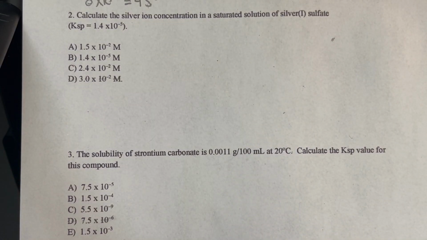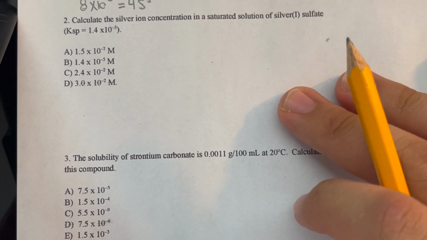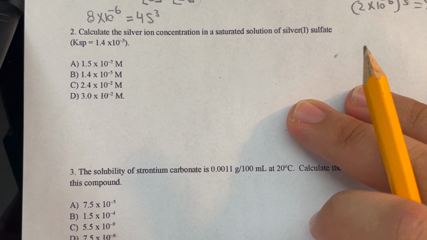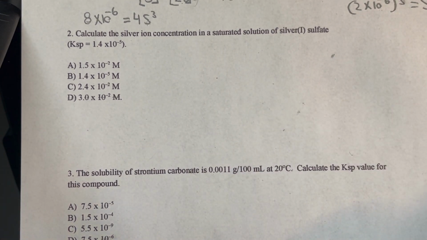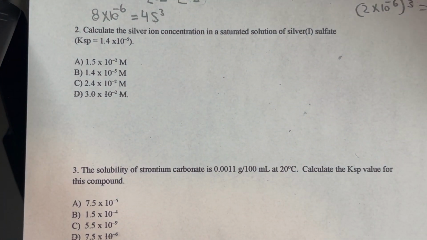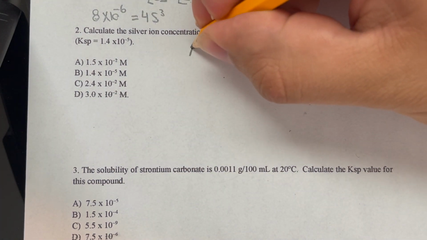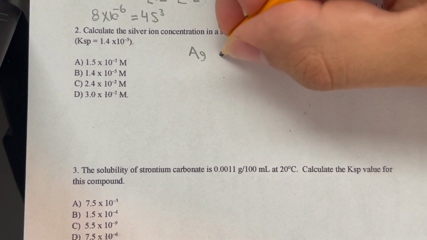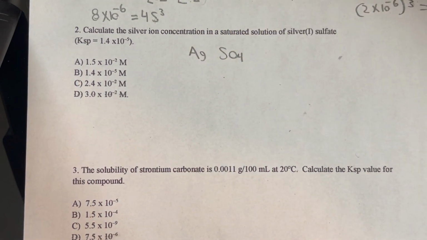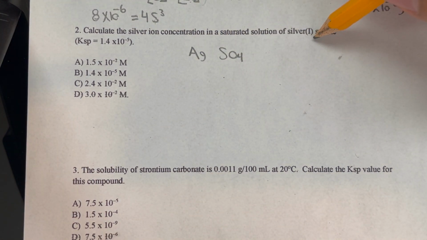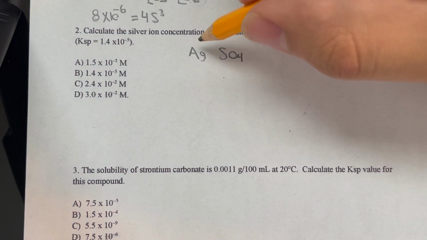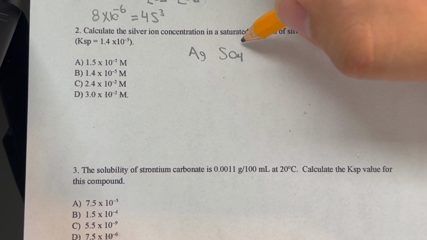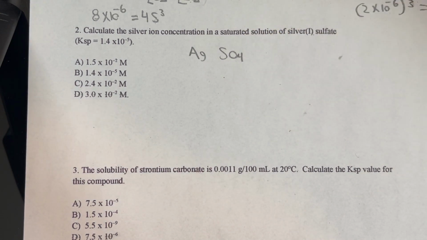Okay, let's move on to this next problem. So number 2 says, calculate the silver ion concentration in a saturated solution of silver 1 sulfate. So we start off by writing the chemical species. This silver 1 is telling us that silver has a charge of +1, and we know that sulfate has a 2- charge.